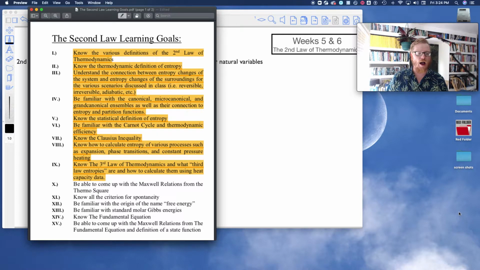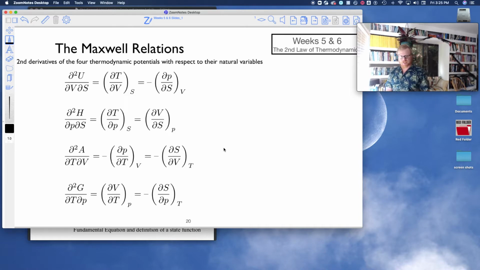Okay, so now I'm going to do a really short video, a micro video, just doing this one: be able to come up with the Maxwell relations from the thermo square. So what are the Maxwell relations and what is the thermo square? Well, here are the Maxwell relations. This is a little out of order from the book, near the end of this chapter. However, I want to show you a really nifty trick, how we can come up with all of these equations without having to memorize anything besides a simple mnemonic.